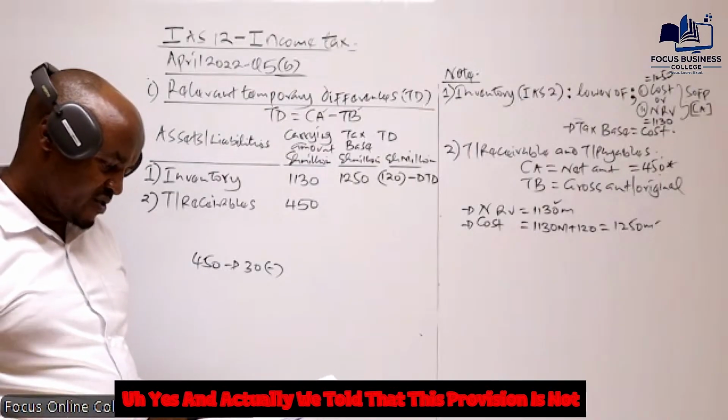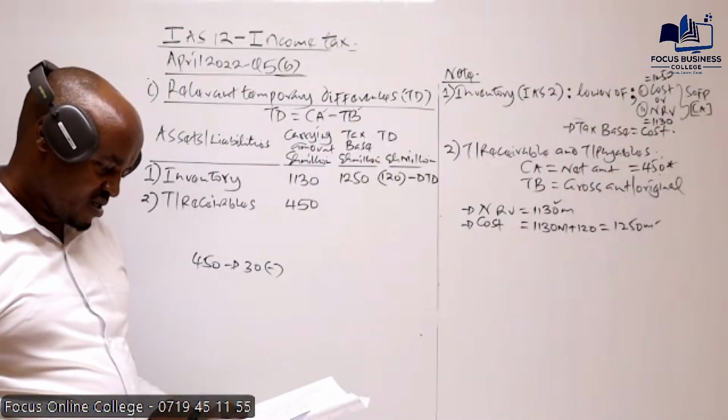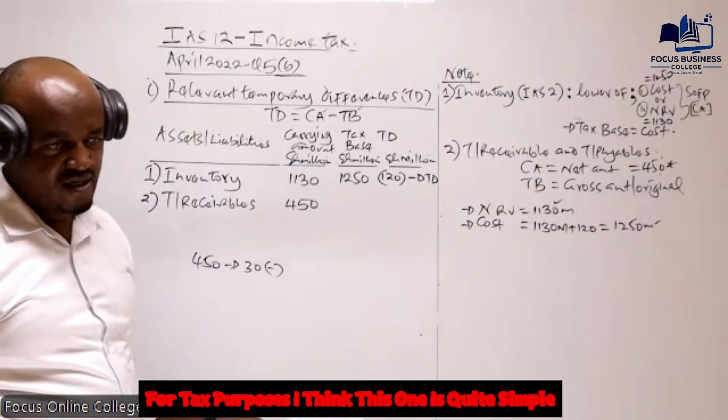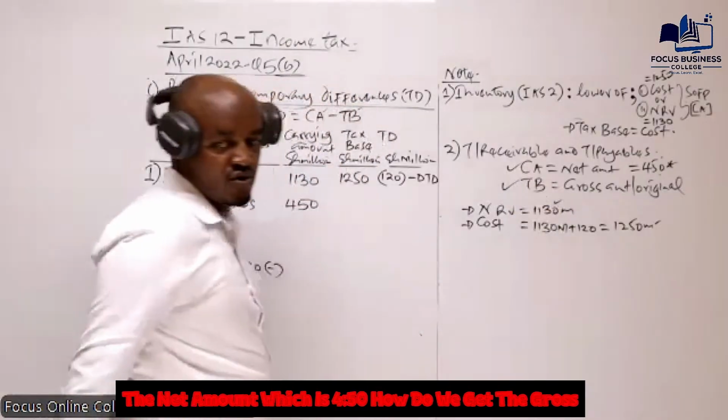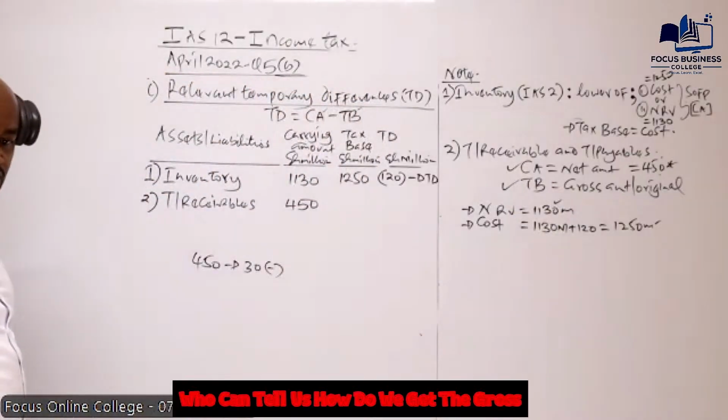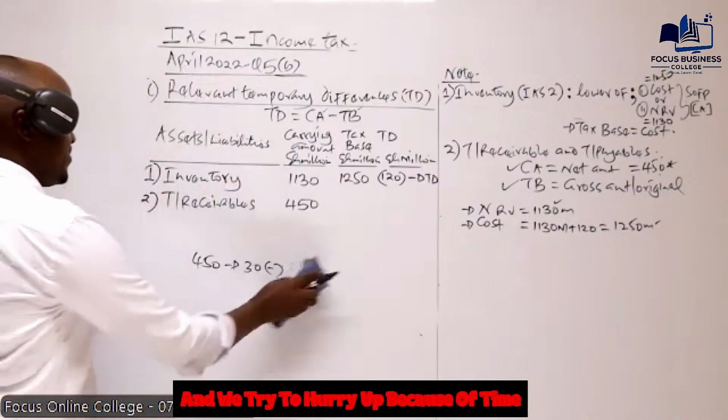And actually we are told that this provision is not allowed for tax purpose. I think this one is quite simple. So we have the net amount which is 450. How do we get the gross? Who can tell us how do we get the gross? And we try to hurry up because of time.